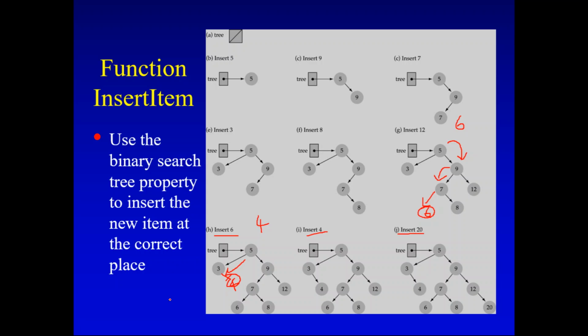Again, if you want to insert 20 into this particular tree, the same process. Compare 20 with 5. Is 20 less than 5 or greater than 5? Greater than 5. Move to the right child, which is 9. Is 20 less than 9 or greater than 9? Greater than 9. Once again move to the right child, which is 12. Is 20 greater than 12 or less than 12? It's greater than 12. So add 20 to the right of 12. So this is the resultant tree you are getting, right?